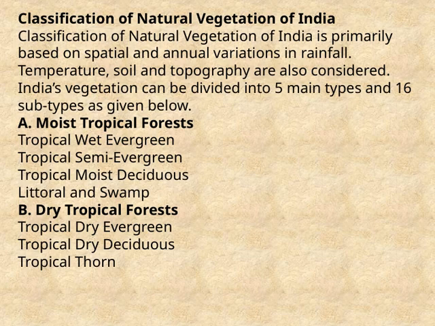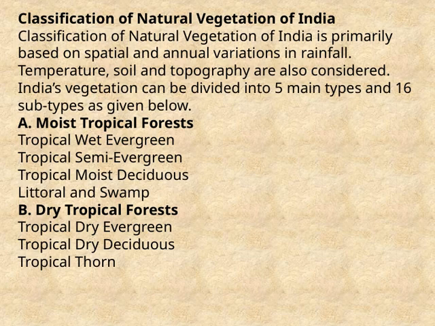environmental conditions. The first major category is moist tropical forests. Within this category, we find the tropical wet evergreen forests, which are lush and dense, typically found in regions with high rainfall. Then, there are tropical semi-evergreen forests, which are slightly less dense and occur in areas with moderate rainfall. Next, tropical moist deciduous forests shed their leaves seasonally and are quite widespread. Finally, we have littoral and swamp forests, which are specialized forests found along coasts and wetlands, adapted to wet conditions.